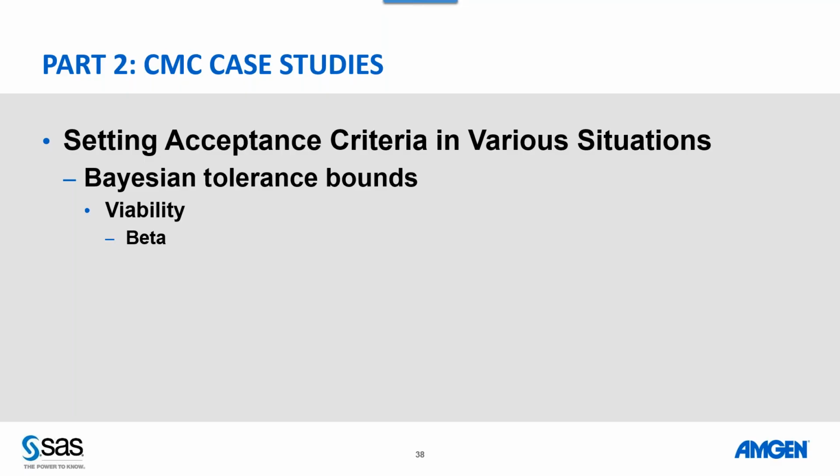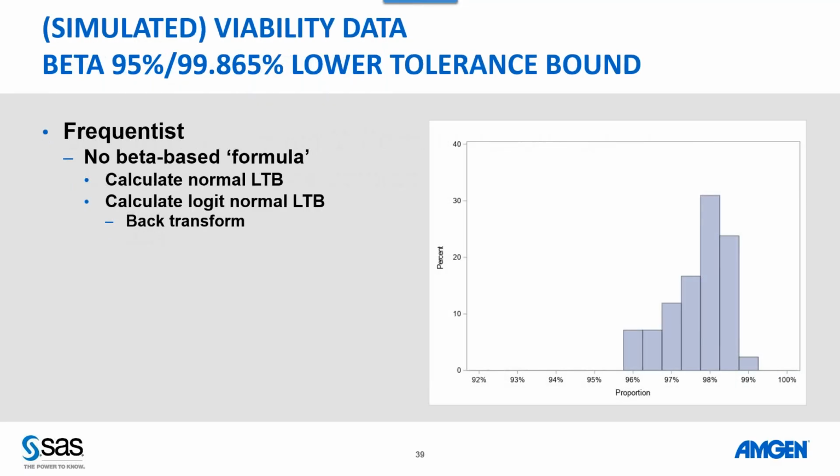So one last example we're going to show you is with viability data that can be approximated by a beta distribution. Again, showing you the breadth of the scope of the Bayesian methods and MCMC. So this is viability data. To my knowledge, there's no frequentist approach to calculate a beta-based tolerance bound or interval.